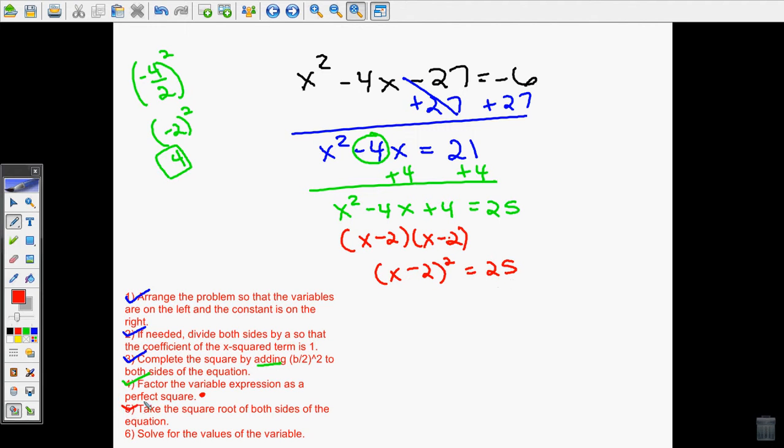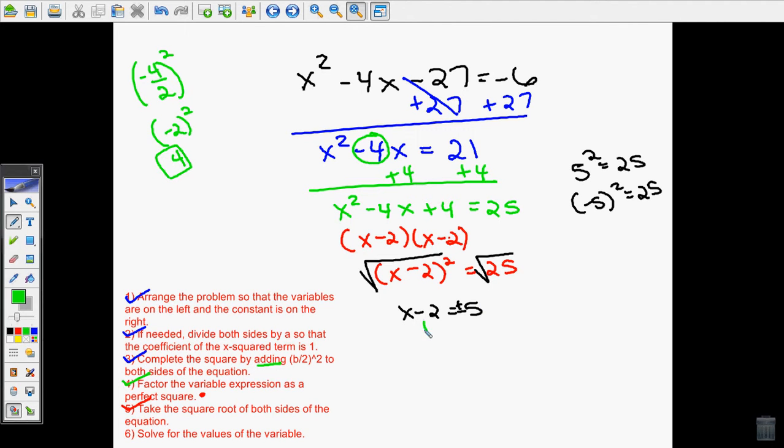Then it says take the square root of both sides of the equation. So I'm going to take the square root of this side, and I'm going to take the square root of this side. When I do that, I am left with x minus 2 is equal to plus or minus 5, because remember, 5 squared is 25, as well as negative 5 squared is also 25. So the square root of 25 can be negative 5 as well as positive 5.